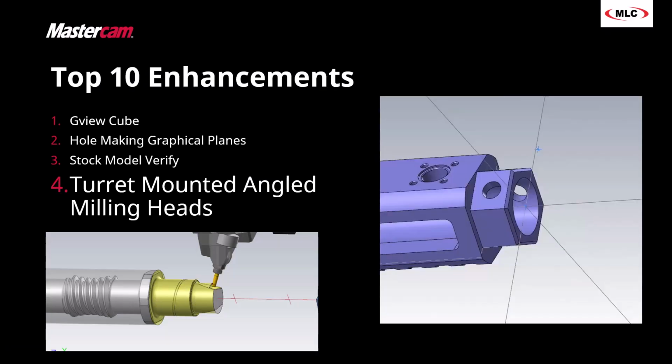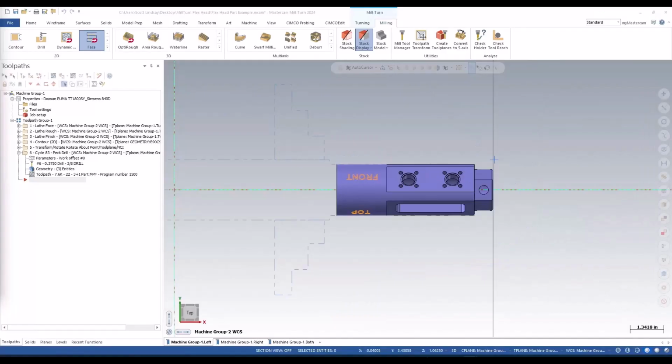Let's jump into some lathe. So I want to take a look at turret-mounted angled milling heads. So here I've got a couple of parts that are lathe parts with live tooling, but you would need one of these angled heads to be able to finish it off with these chamfers. And so with that, in 2024, we can simply define those and use those as needed.